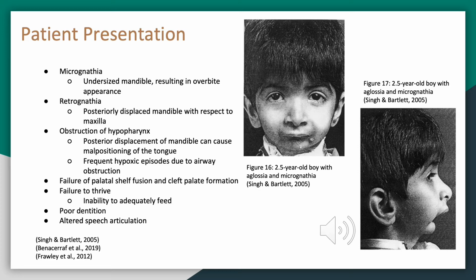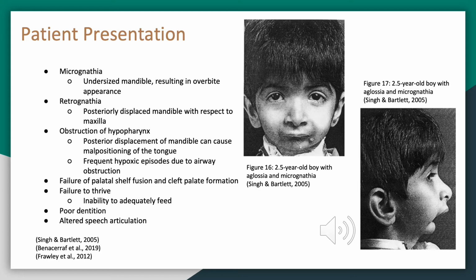You can also have a failure of the palatal shelf fusion, and cleft palate results from this, and Pierre-Robin syndrome is probably the most common of the mandibular hypoplasia syndromes that's associated with cleft palate formation. These patients can also show with what appears to be a failure to thrive, and this is due to an inability to get any kind of adequate nutrition in. Sometimes these patients, when they're born, due to that posterior presentation of the mandible, they're simply just unable to latch onto the breast and get any kind of nutrition early on in life.